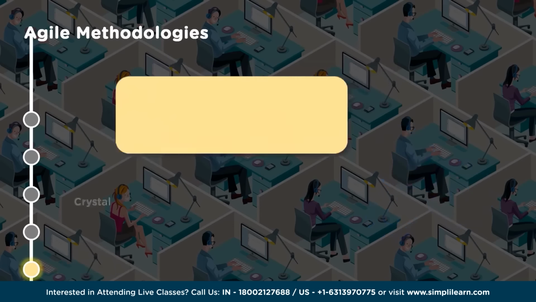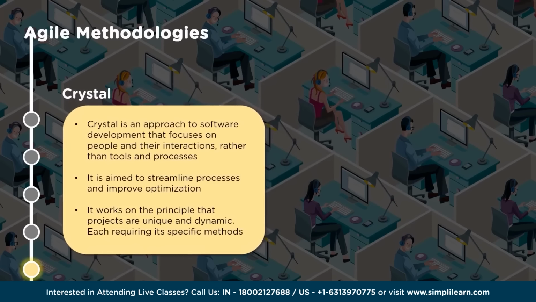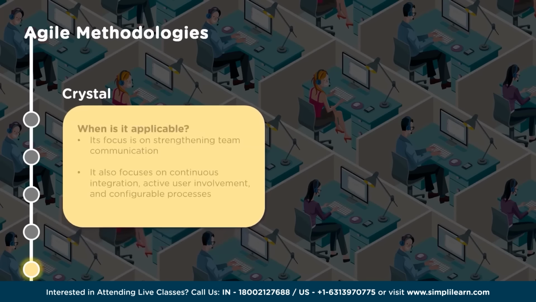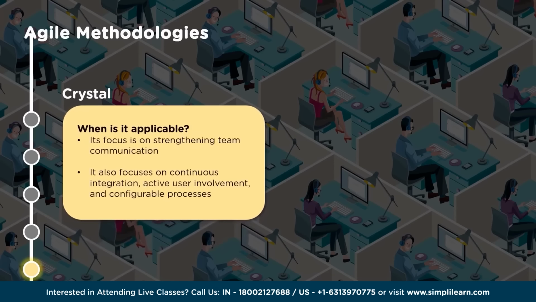Then Crystal. Crystal is an approach to software development that focuses on people and their interactions rather than tools and processes. It is aimed at streamlining processes and improving optimization. It works on the principle that projects are unique and dynamic, each requiring its specific methods. So where is it applicable? It focuses on strengthening team communication. It also focuses on continuous integration, active user involvement, and configurable processes.